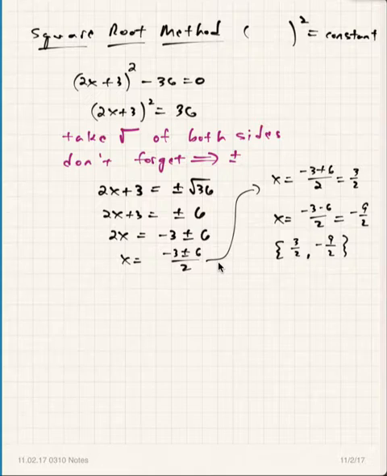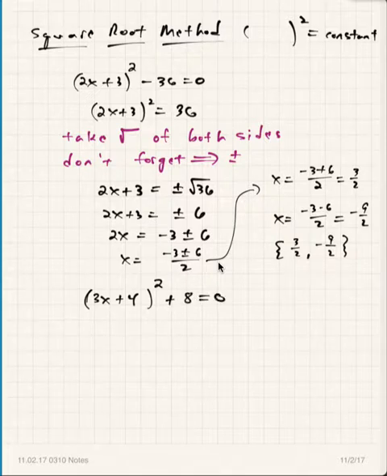All right, so that's a pretty routine problem for using the square root method. I want to look at one more problem before we finish the square root method. Let me clean this up just a little bit. This is 3x plus 4 squared plus 8 equals 0. So again, you've got to get this in the form something squared equals a constant. So you subtract 8 from both sides.